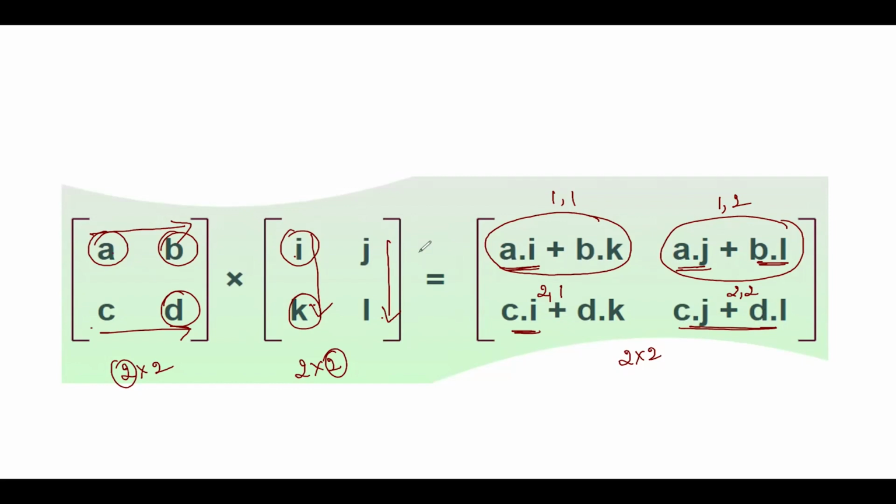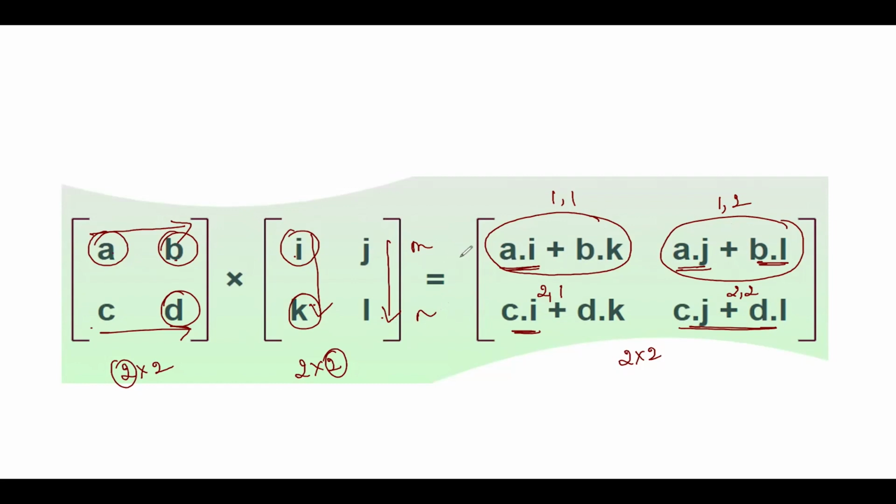Similarly, if I had another column here, for example M and N, I would have multiplied this as well, and I would have got a next value. So we will see one example so that you will understand. But this is how it goes.